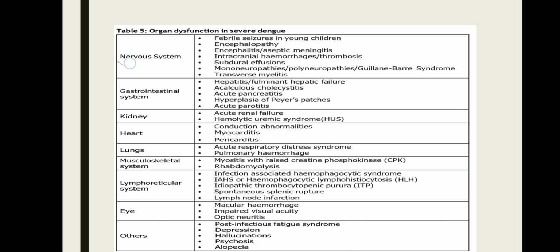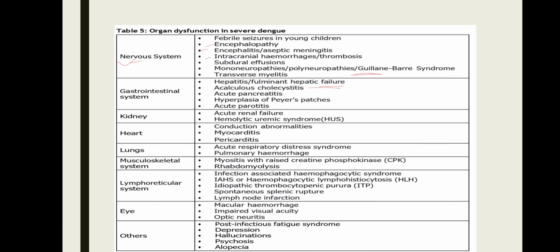Start from the nervous system. There may be encephalopathy, encephalitis, or intracranial hemorrhage due to the decreased platelets, or the patient may present with dengue fever and after that Guillain-Barré. So this is organ dysfunction. Gastrointestinal system problems: the patient with dengue fever may present with hepatic failure, acute pancreatitis, parotitis, or hepatitis.